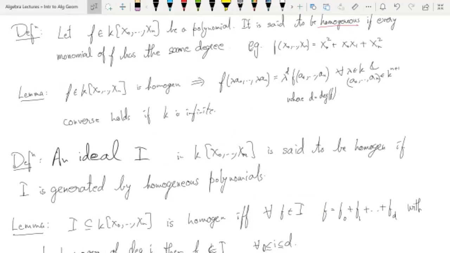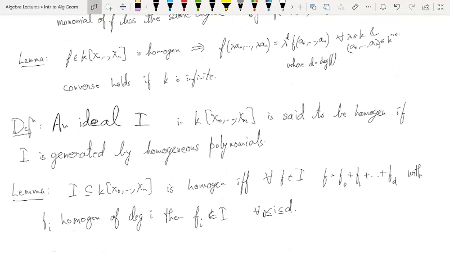Then we saw this lemma that you can characterize it by this property: f of lambda a0 to lambda an is the same as lambda power d times f of a0 to an, for all lambda in the base field k and a0 to an in k^(n+1), where d is the degree of this polynomial. So this is a characterization when k is an infinite field. Otherwise, you only have one direction if k is a finite field.